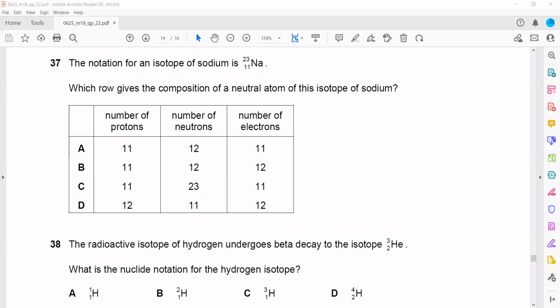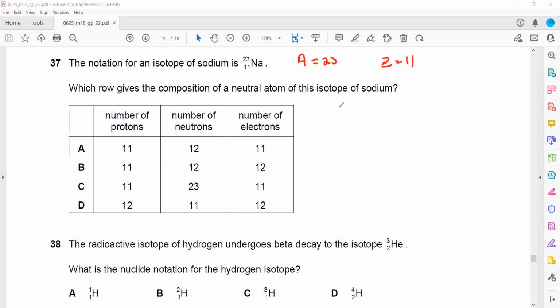So atomic physics MCQs, question number 37. The notation of an isotope of sodium is 11 and 23. Which row gives the composition of a neutral atom? So how many protons are there? As you can see, the nucleon number A is equal to 23 and Z is equal to 11.